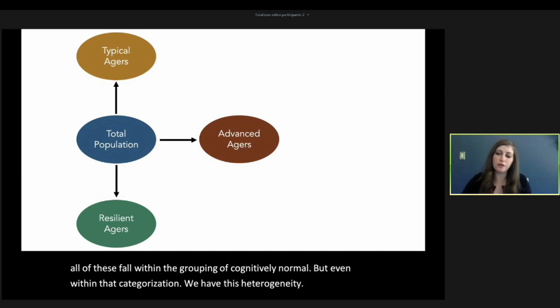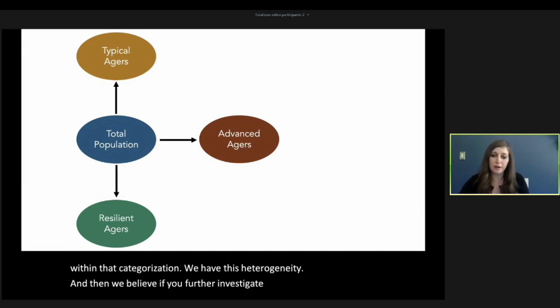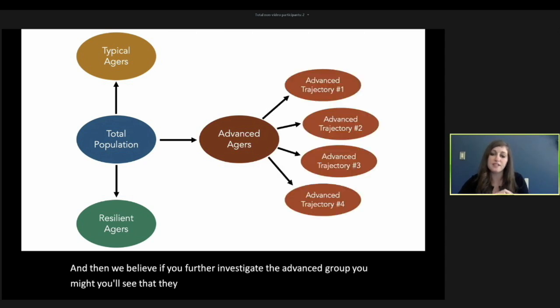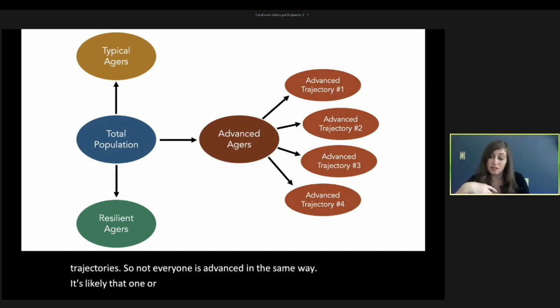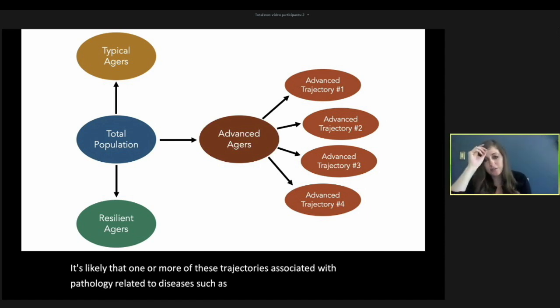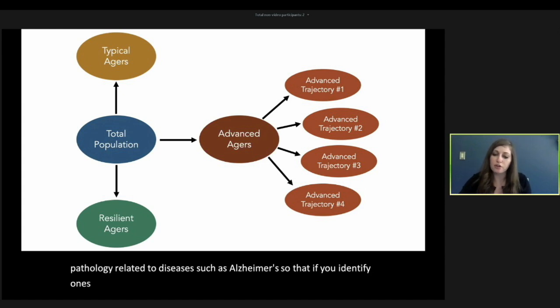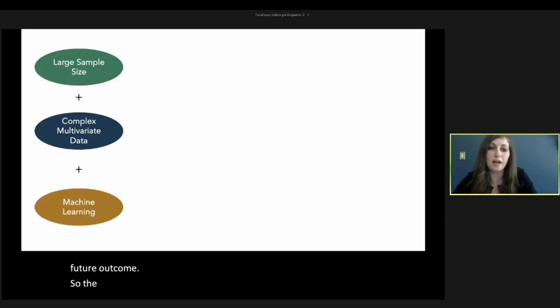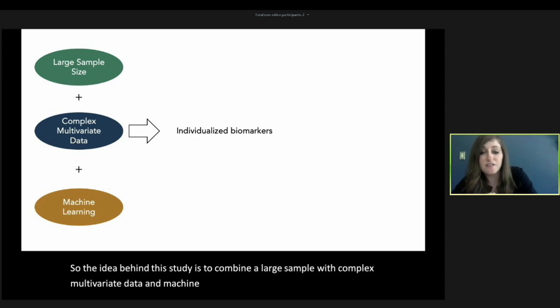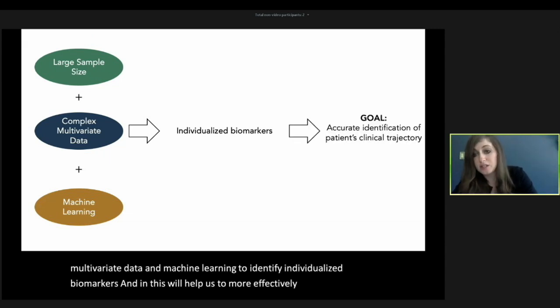And then we believe if you further investigate the advanced group, you'll see that they will probably follow one of several trajectories. So not everyone is advanced in the same way. It's likely that one or more of these trajectories is associated with pathology related to diseases such as Alzheimer's, so that if you identify one's trajectory, you might also have a better understanding of their future outcome. So the idea behind this study is to combine a large sample with complex multivariate data and machine learning to identify individualized biomarkers. And then this will help us to more effectively meet our goal of identifying one's clinical trajectory.